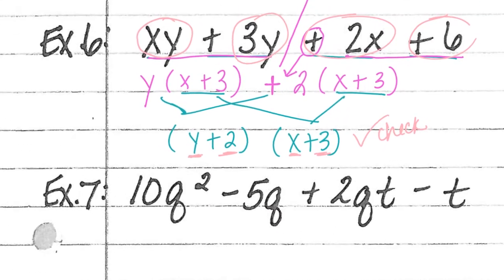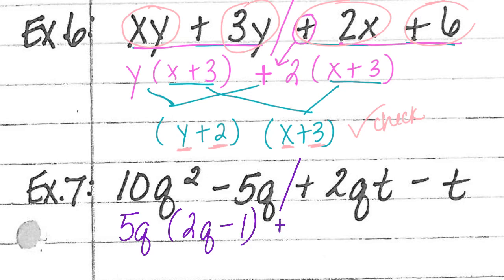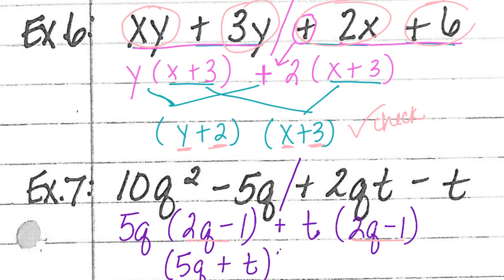Let's try another. 4 terms. When I have 4 terms, the first thing I'm going to do is cut it in half. What can I take out of the first half? 5q, and I have 2q minus 1. What can I take out of the second half? Looks like I could take out a t, and I have 2q minus 1. Do they match? They sure do. So now I'm going to combine the outside numbers, 5q plus t times 2q minus 1. And that is how you do factoring with 4 terms.